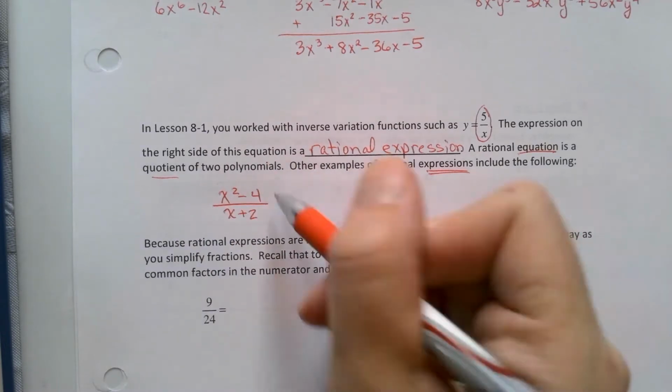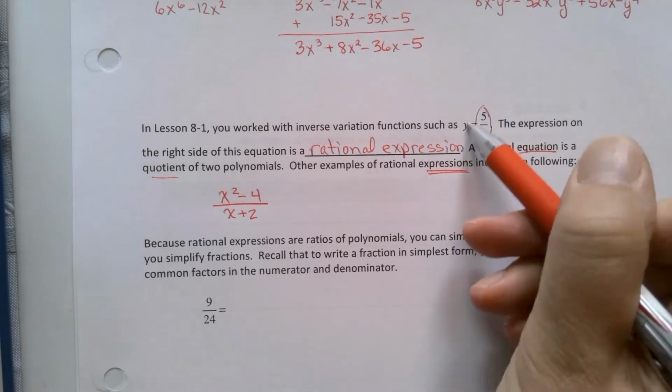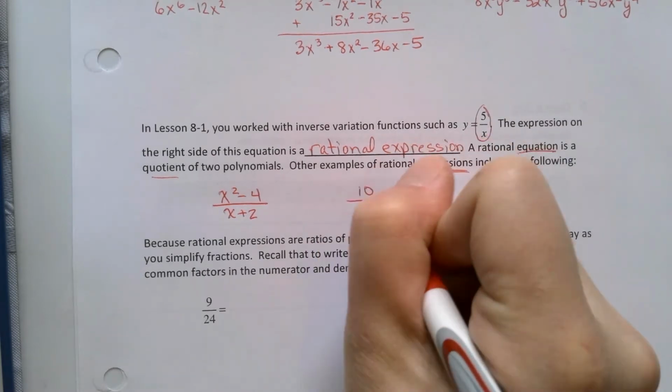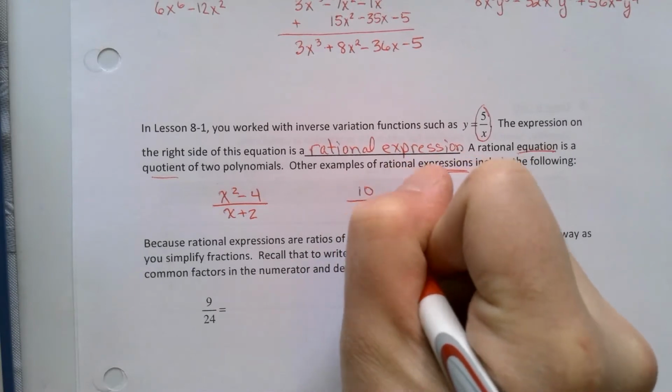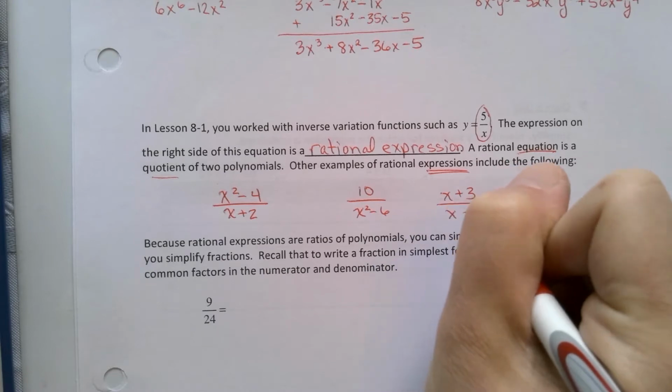And this is an expression because there's no equal sign, whereas in a rational equation, we're going to see an equal sign. So we're working with expressions today. Another example would be 10 over x squared minus 6, or x plus 3 over x minus 7.